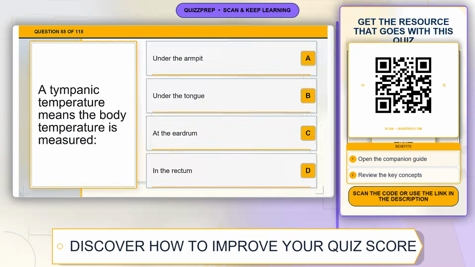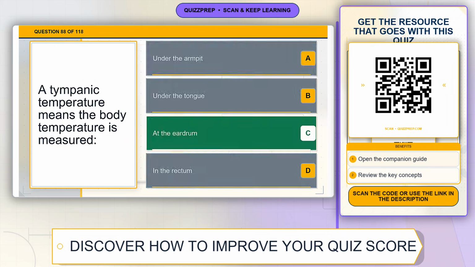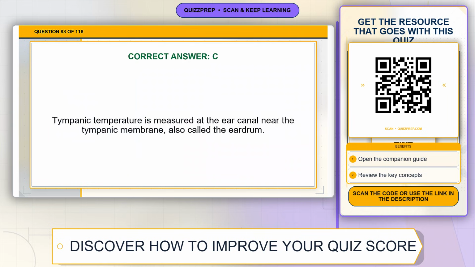Question 88. A tympanic temperature means the body temperature is measured. Option A, under the armpit. Option B, under the tongue. Option C, at the eardrum. Option D, in the rectum. The correct answer is option C, at the eardrum. Explanation. Tympanic temperature is measured at the ear canal near the tympanic membrane, also called the eardrum.